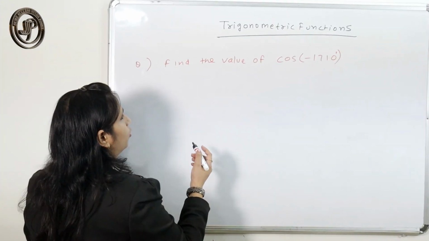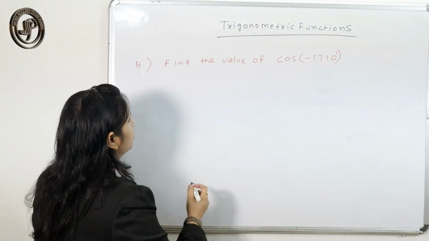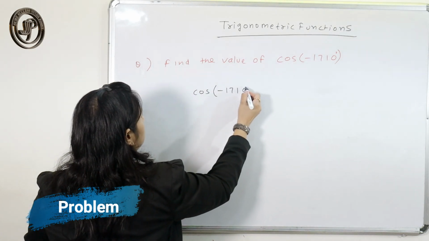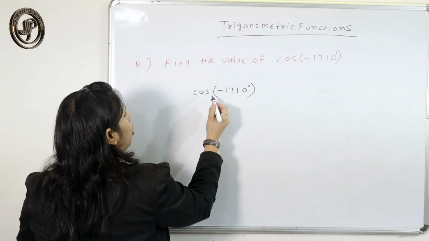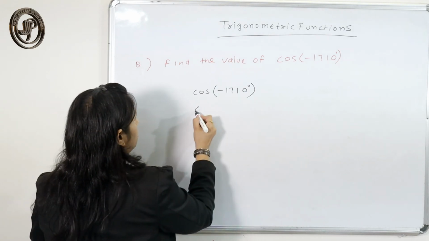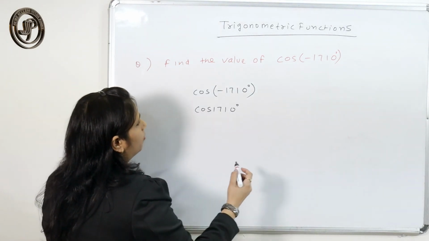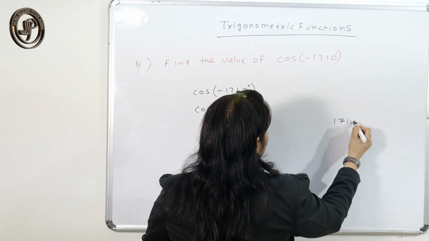Now let's find the value of cos minus 1710. Here you can write cos minus 1710 degree as how much? Cos minus theta, we know it's cos theta. So the minus will go out. Okay, now just divide this by 360 degree.